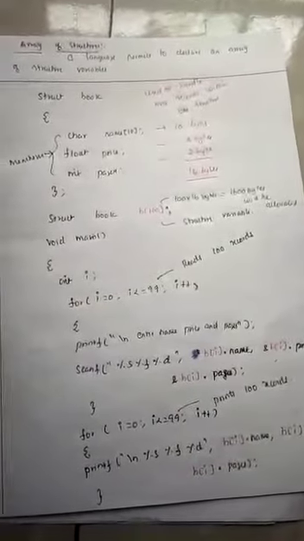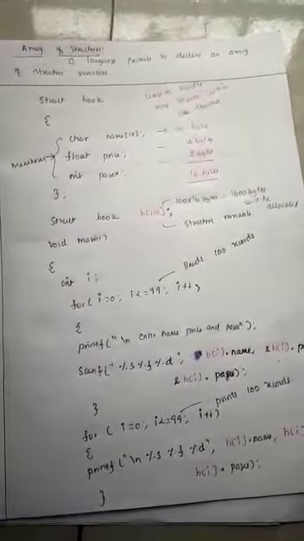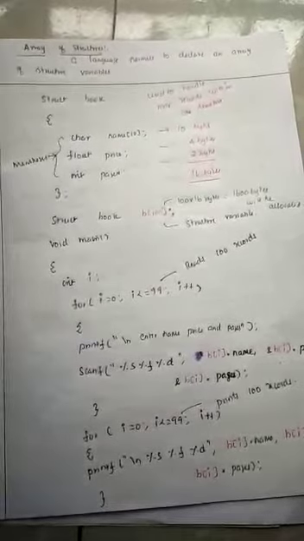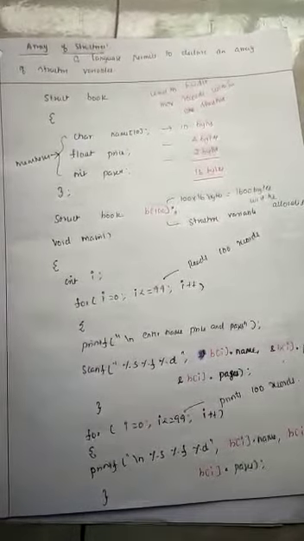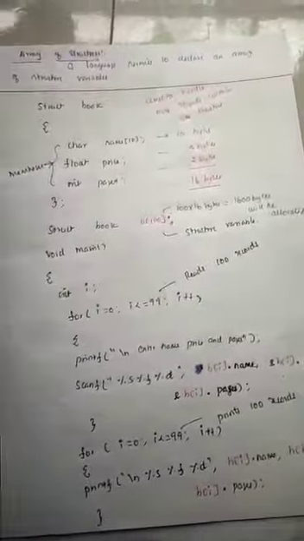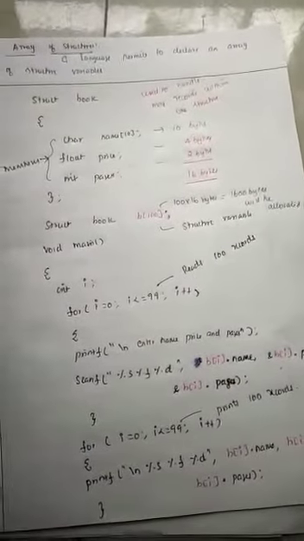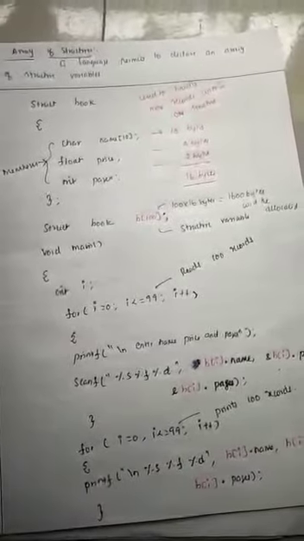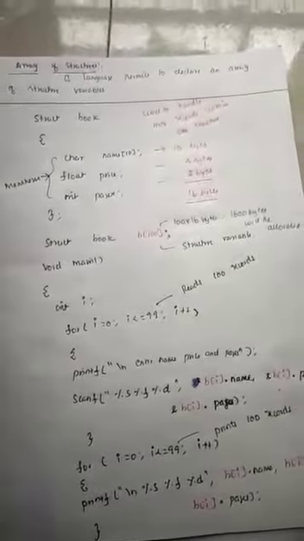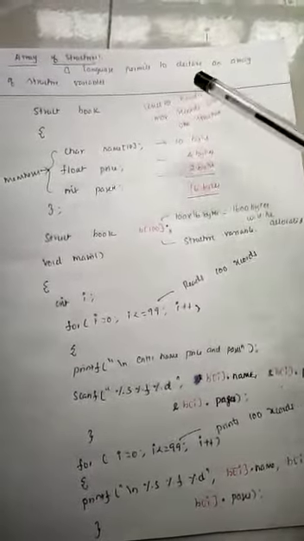The lecture topic is array of structures. C language permits us to declare an array of structure variables. The use of declaring an array of structure variables is that we can create more records within one structure. That is the main use of going for the array of structures.